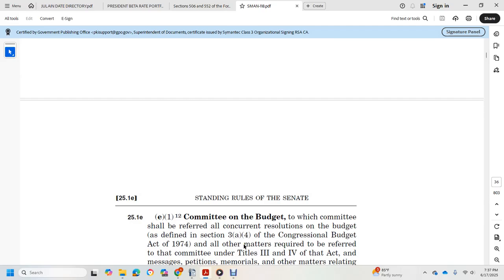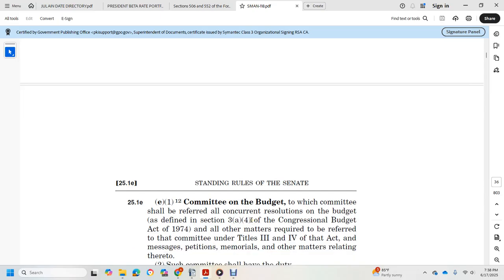Committee on the Budget. To the committee shall be referred all concurrent resolutions on the budget as defined in Section 3(a)(4) of the Congressional Budget Act of 1974, and all other matters required to be referred to the committee under Titles 3 and 4 of that Act, and messages, petitions, memorials, and other matters relating thereto.